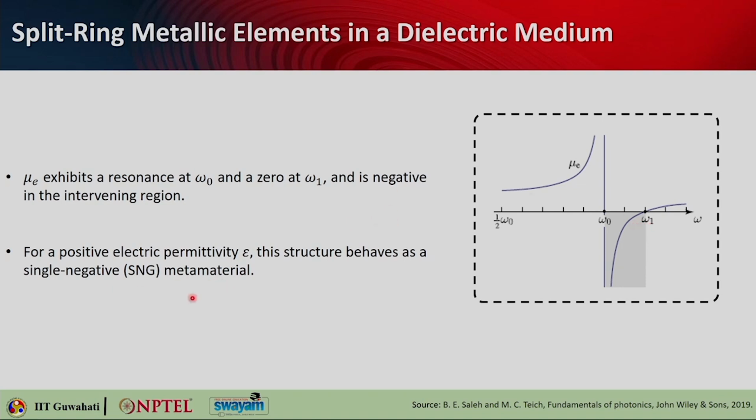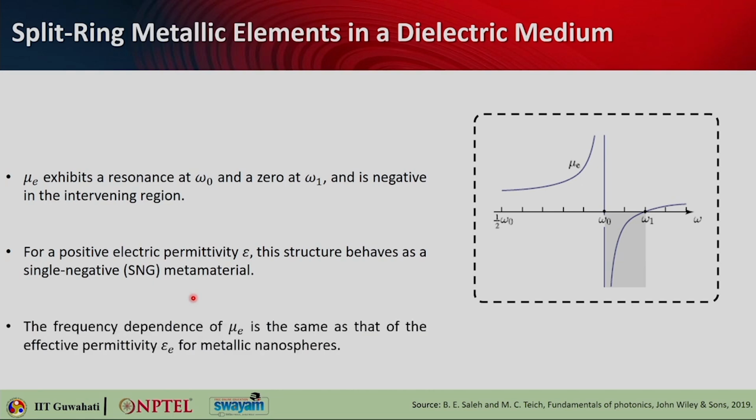If you consider the material to have a positive electric permittivity, this structure can then give you a single negative metamaterial. In this case it is a negative permeability metamaterial. As you see in this graph, the frequency dependence of mu e is the same as that of the effective permittivity epsilon e, which you have seen for the metallic nanospheres.